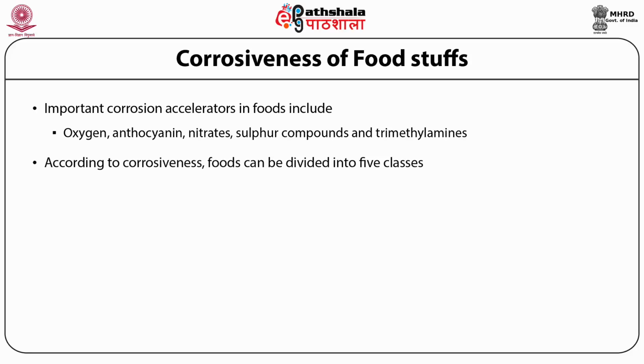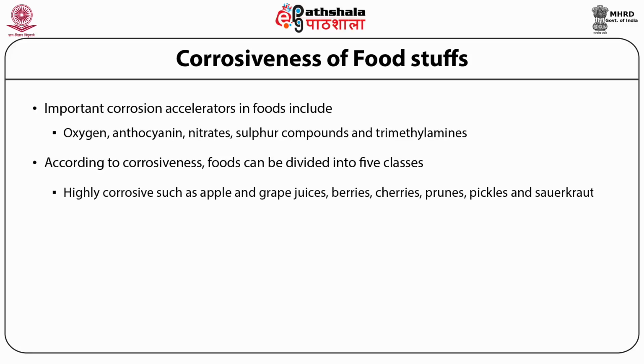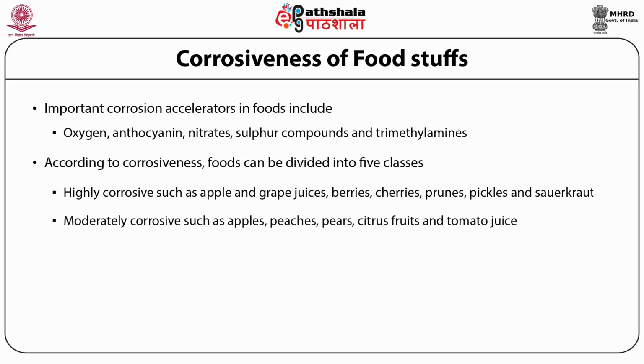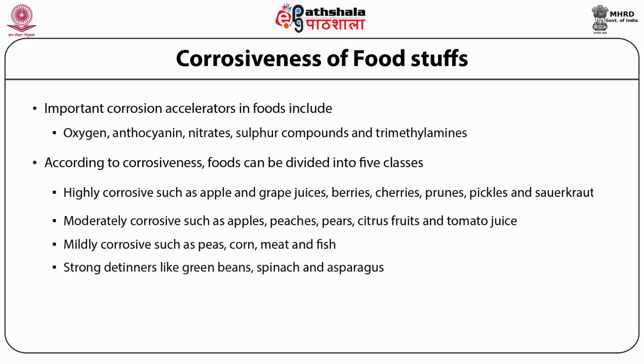From a corrosive point of view, it is convenient to divide foods into 5 classes: those that are highly corrosive, like apple and grape juices, berries, cherries, prunes, pickles, and sauerkraut; those that are moderately corrosive, such as apples, peaches, pears, citrus fruits, tomato juice, etc.; those that are mildly corrosive, like peas, corn, meat, and fish; and strong detinners, such as green beans, spinach, asparagus, and tomato products. Beverages are conveniently considered as a 5th class.